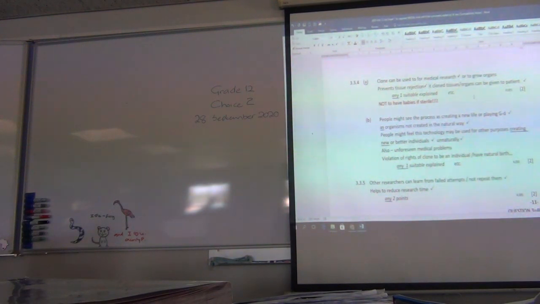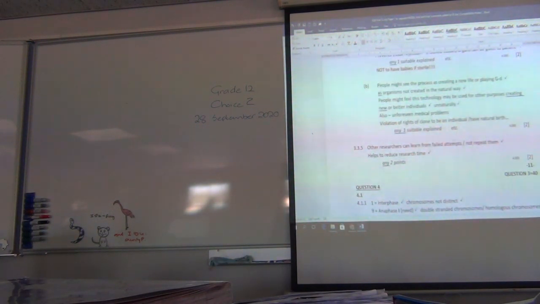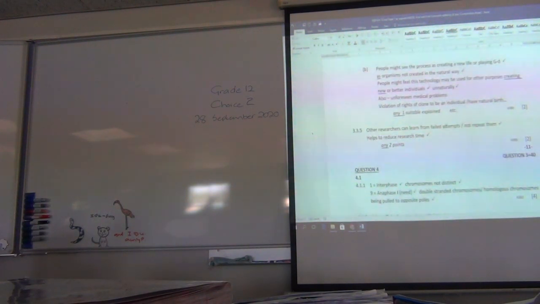Okay. And why would people be against using this process in humans? Because it might be seen as creating a new life or playing God. Organisms not created in a natural way. People might feel that this technology can be used for other purposes, creating new or better individuals unnaturally. There might be unforeseen medical problems. It might be the violation of an individual's rights to clone an individual. Okay.